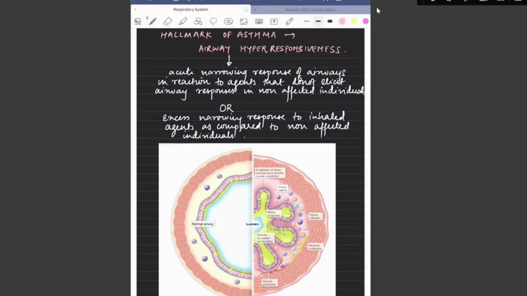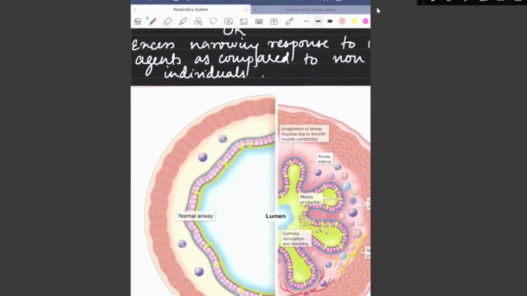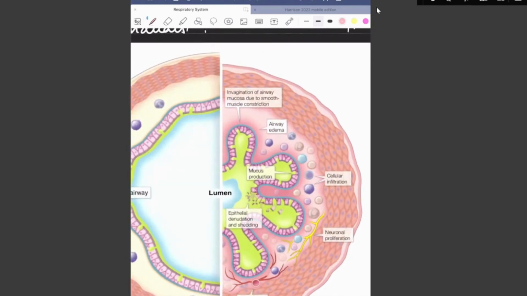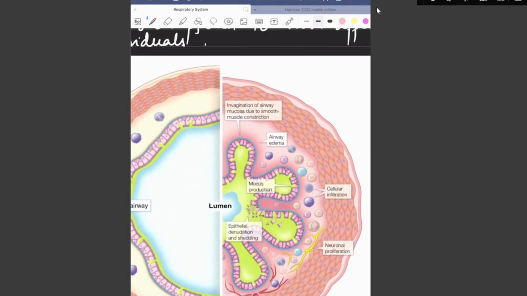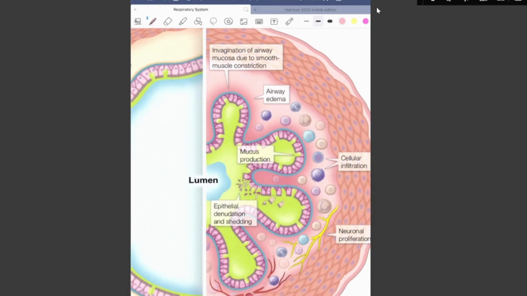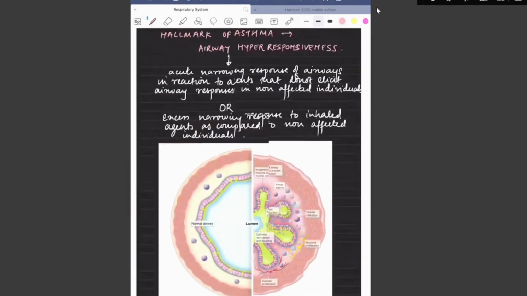So, in this diagram, you can see there is a normal airway and there is an airway with hyperresponsiveness, which is causing vascular proliferation, there is neuronal proliferation, there is cellular infiltration, there is excess of mucus production, airway edema, invagination of airway mucosa due to smooth muscle constriction. There is also epithelial denudation and shedding.